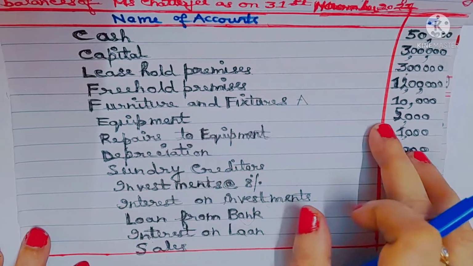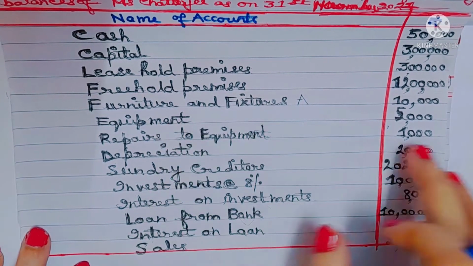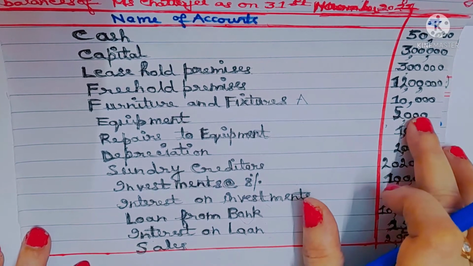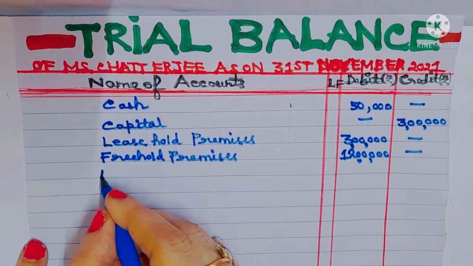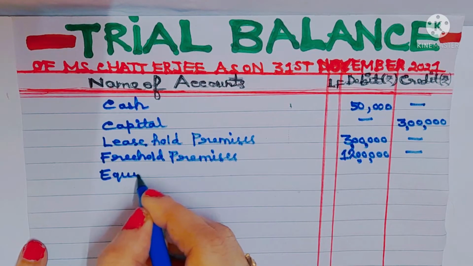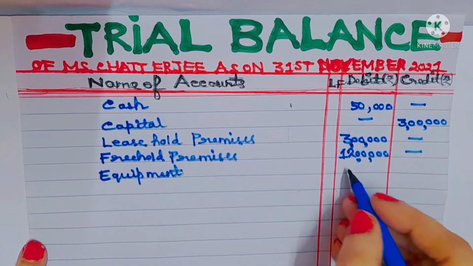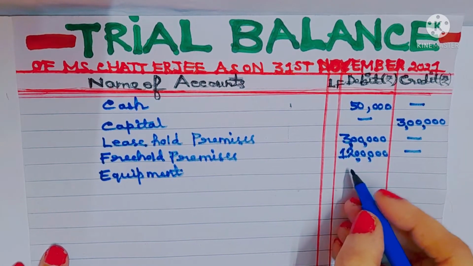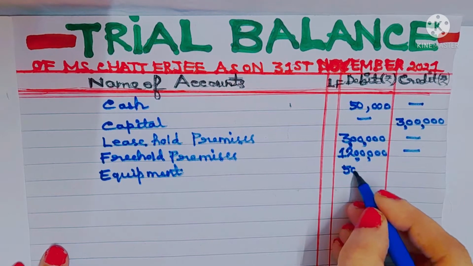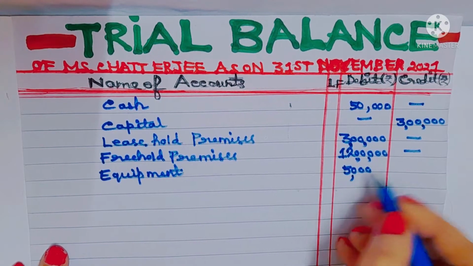The next account is equipment. What is the amount? 5,000. Let's write equipment. Equipment is a debit balance. So we'll write in the debit column.